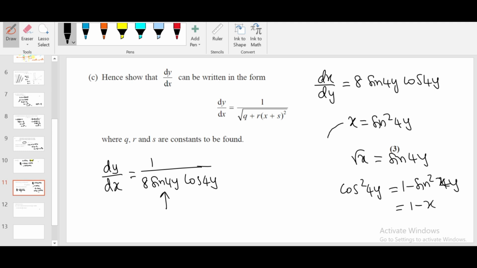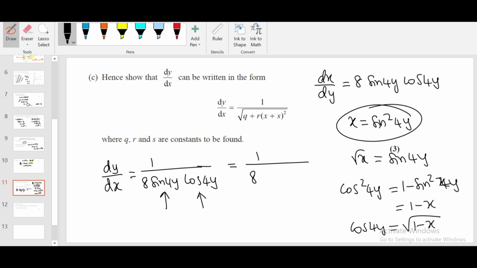So 1 minus x, because sine square 4y is x. So cos 4y is going to be square root of 1 minus x. So we are going to sub in here. So we'll get 1 over 8 square root of x square root of 1 minus x.